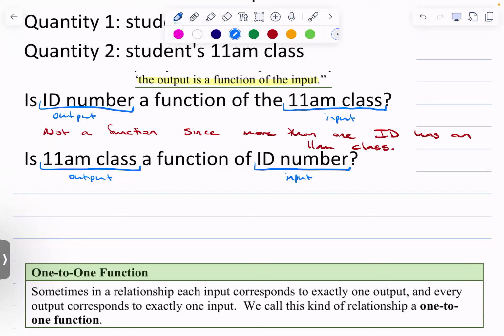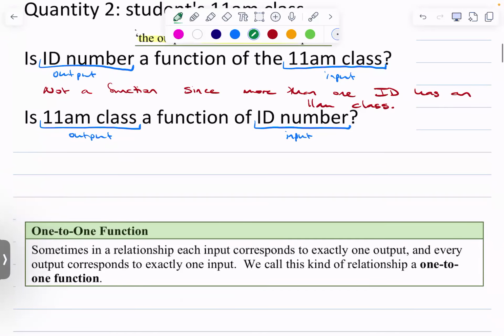But also, how do we justify it? Because every student, so every ID number, can only be registered in one 11 a.m. class, and I'm assuming on a particular day, right? We can have multiple 11 a.m. classes, but, and so this, yes, this is a function, since a student can only be in one 11 a.m. class.